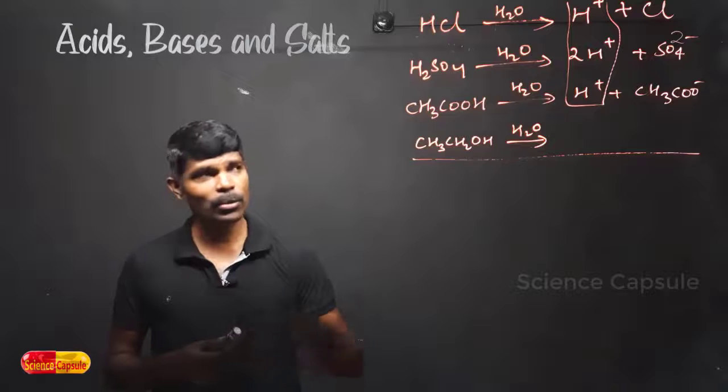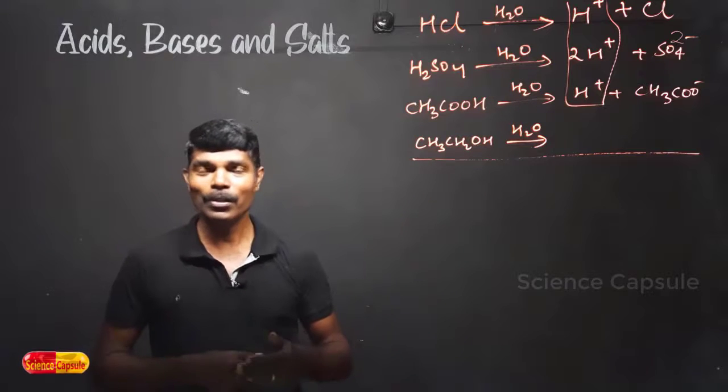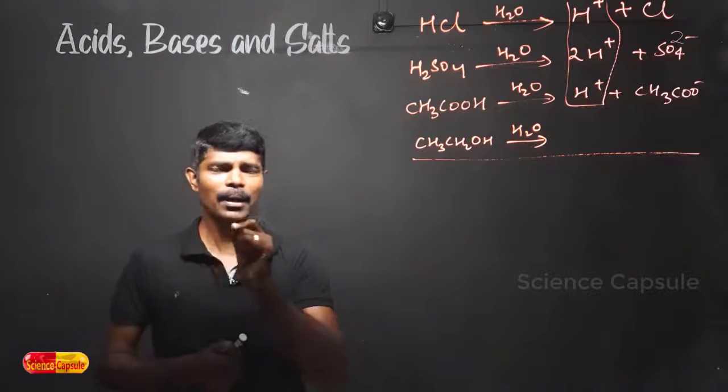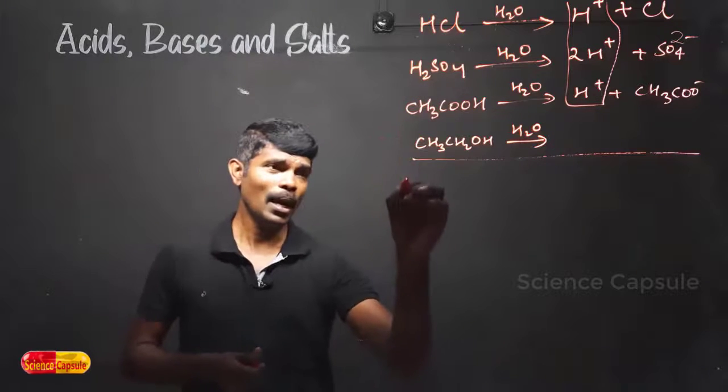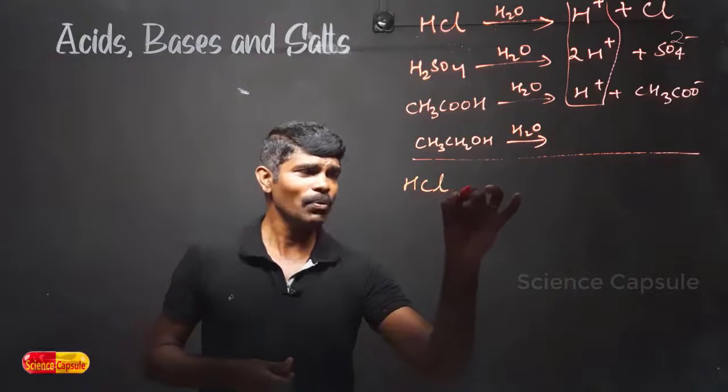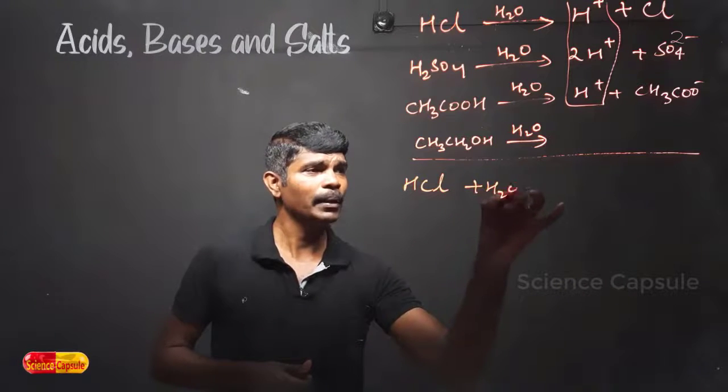These hydrogen ions, which we see in all the chemical equations, are not stable. Hydrogen ion never remains independently. What happens actually? We see hydrochloric acid, right, which when dissolved in water, what happens?